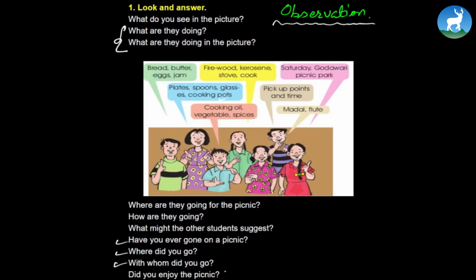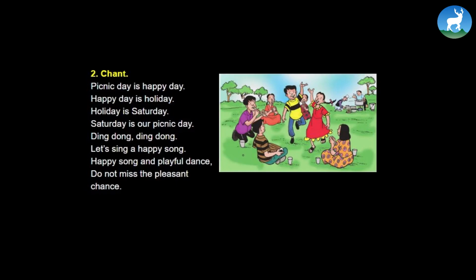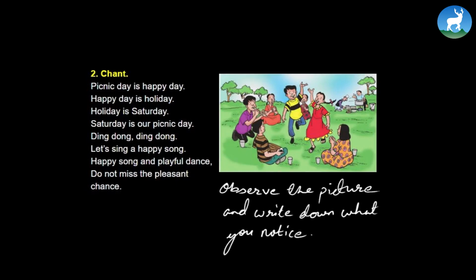Let's continue further. Now here's a chant again, a very short poem. Observe the picture and write down what you notice. And remember, whatever you've noticed in your observation, you can write that down in your notebook. And of course it does not have to be related to the chant, the poem which I'm about to recite. Just give your own view. You can be very descriptive with the writing.